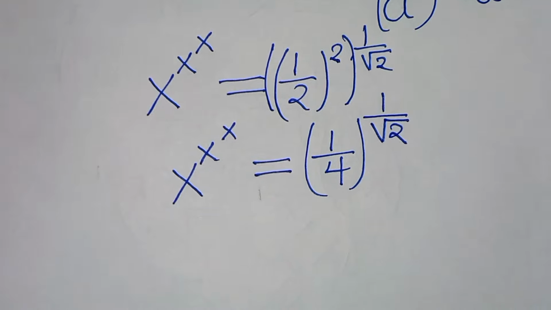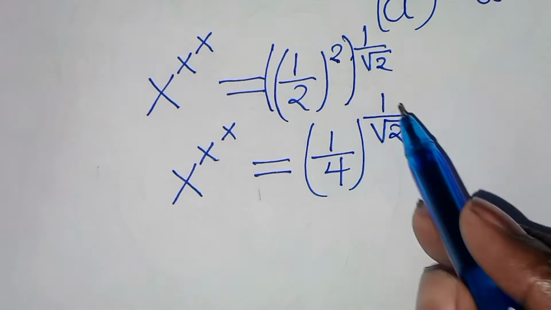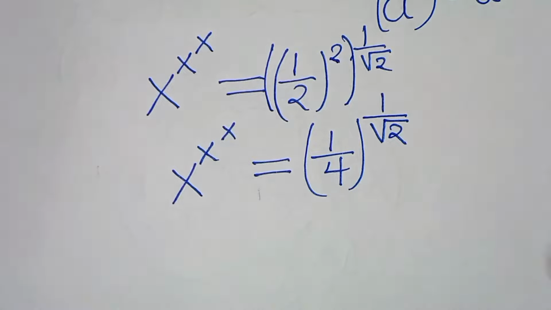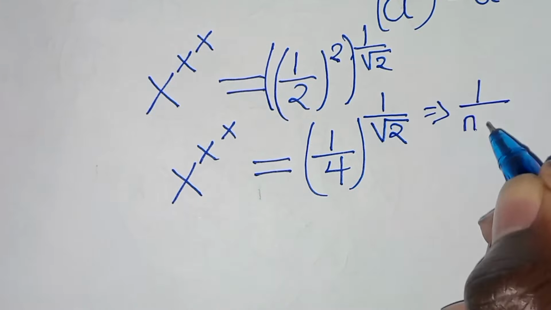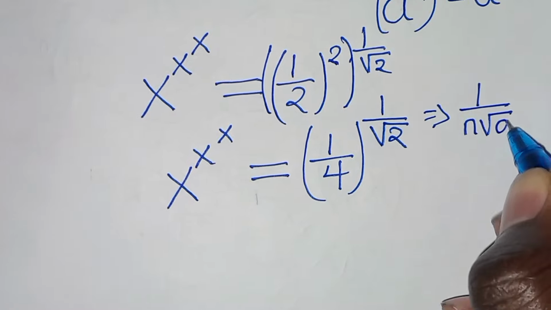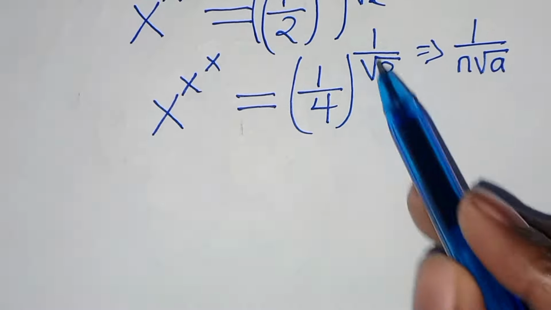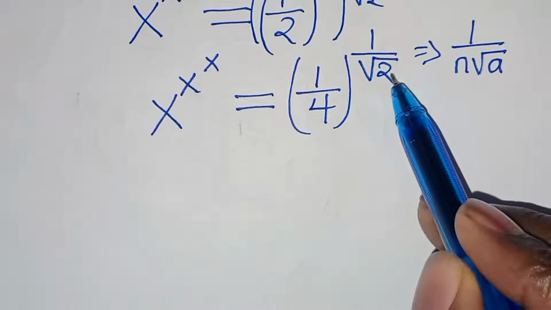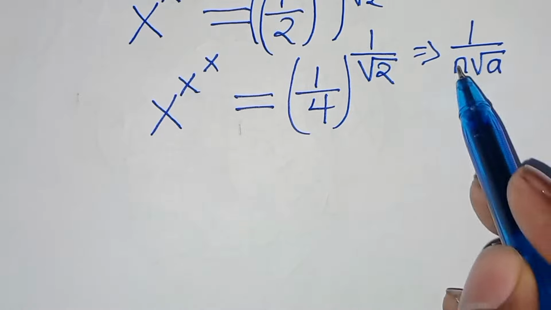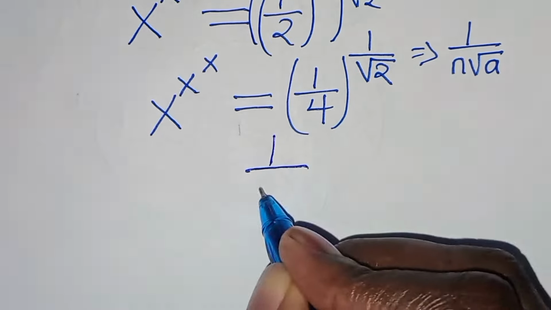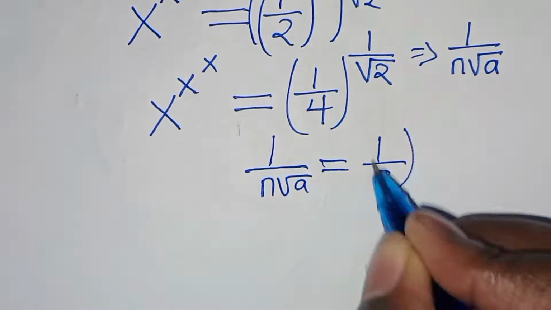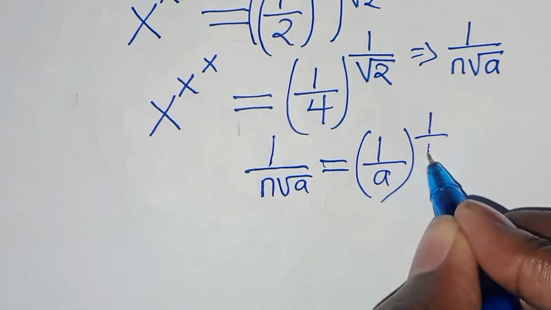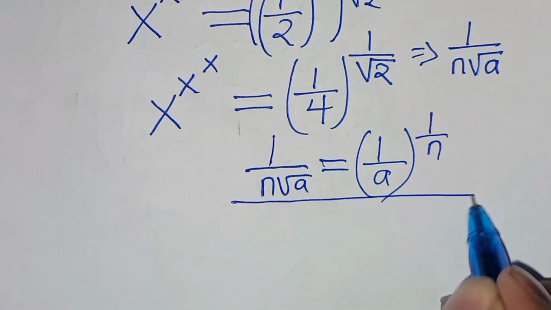The next step from here, we have 1 over square root of 2. This is in the form of 1 over the nth root of a, which we can express as 1 over a raised to power 1 over n. So let's apply this property from here.